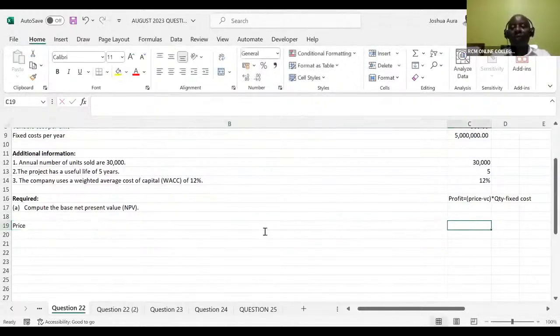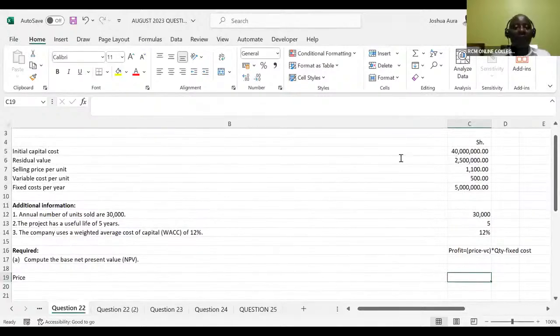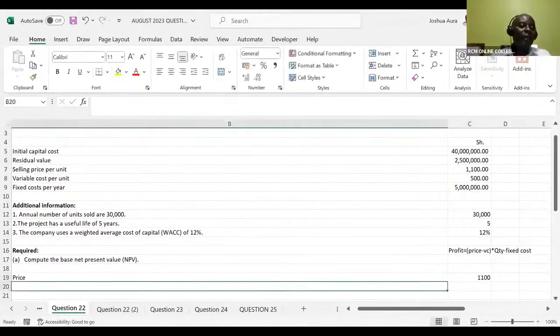The price given in this question, you can see the selling price here is 1100. Please do this manually. Don't even start picking the figure into here. Just type there 1100. It's good that way. And then you say enter, it comes here.